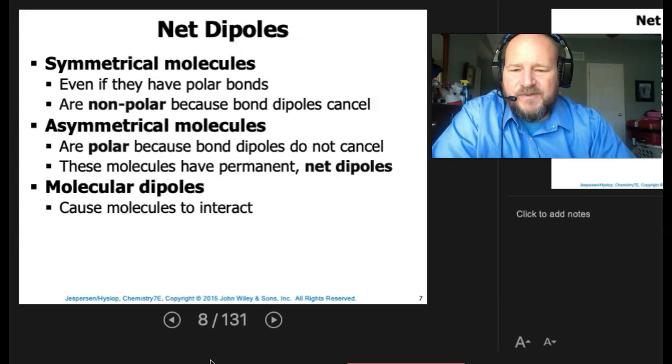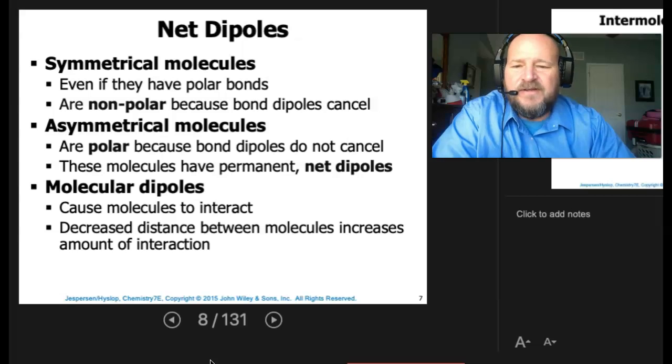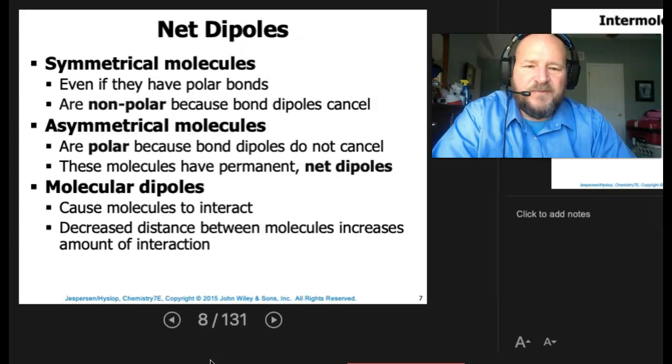So molecular dipoles then can cause molecules to interact. The stronger that dipole is, the stronger the interaction will be between individual molecules. Decreasing the distance between the molecules will increase the amount of interaction. So hopefully that's pretty straightforward.